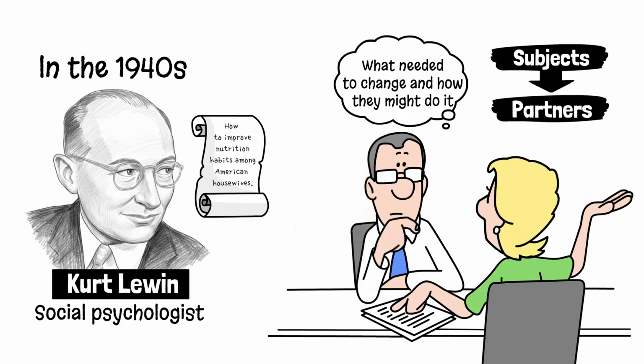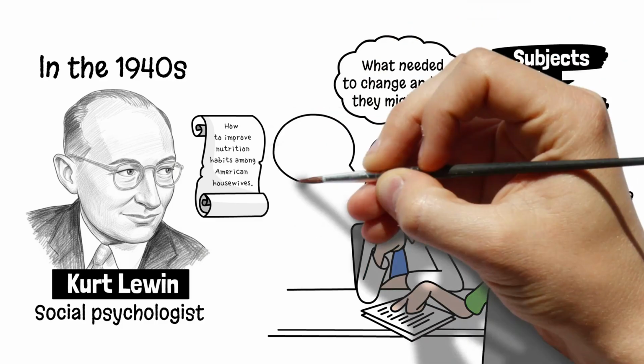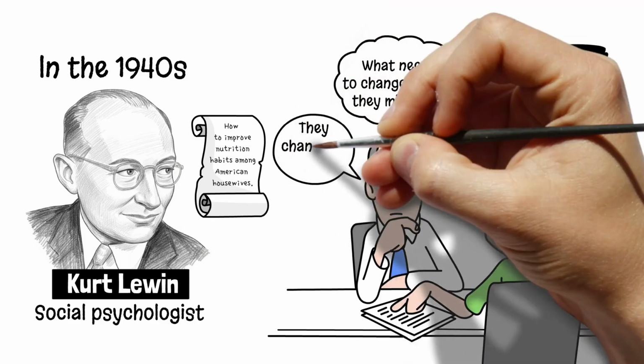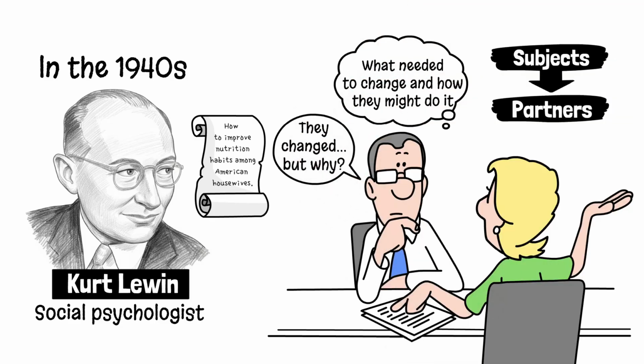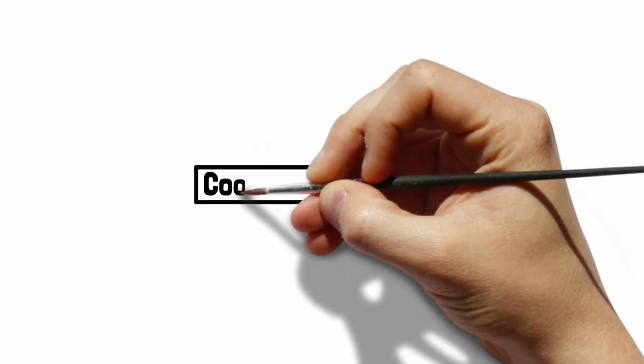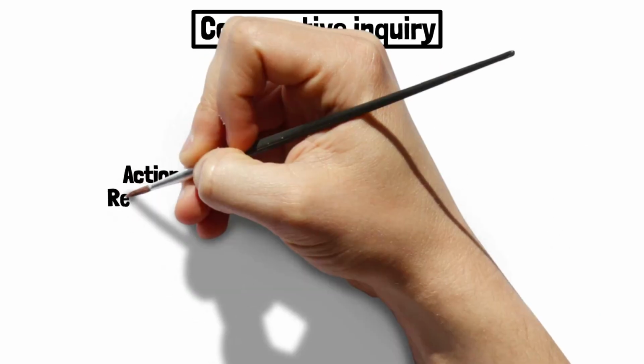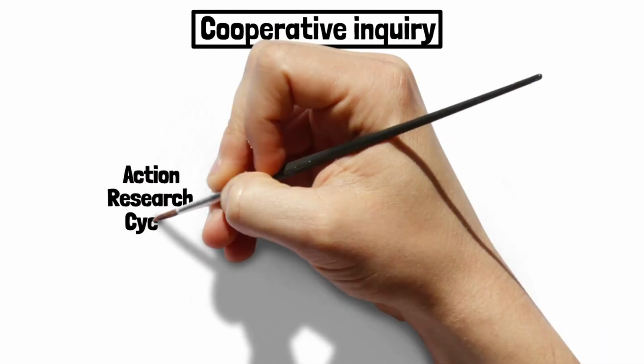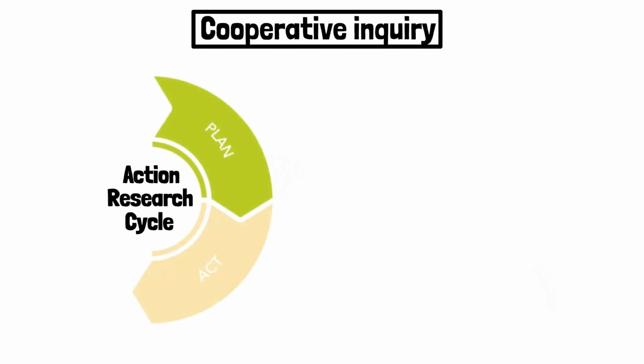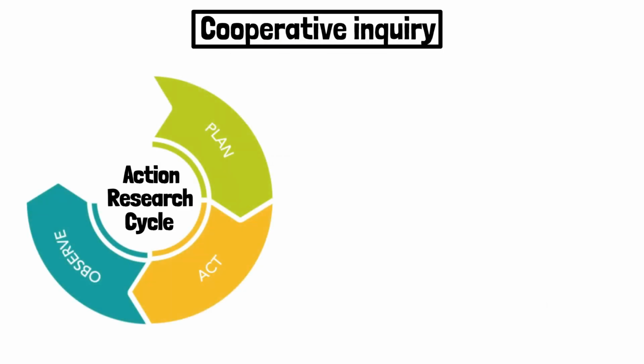Yet Lewin realised something profound. Even with experiments, he couldn't pinpoint exactly why people changed. That insight led to a deeper, more cooperative way of studying, what we now call cooperative inquiry. Lewin introduced what's now known as the action research cycle, a continuous process of planning, acting, observing, and reflecting.